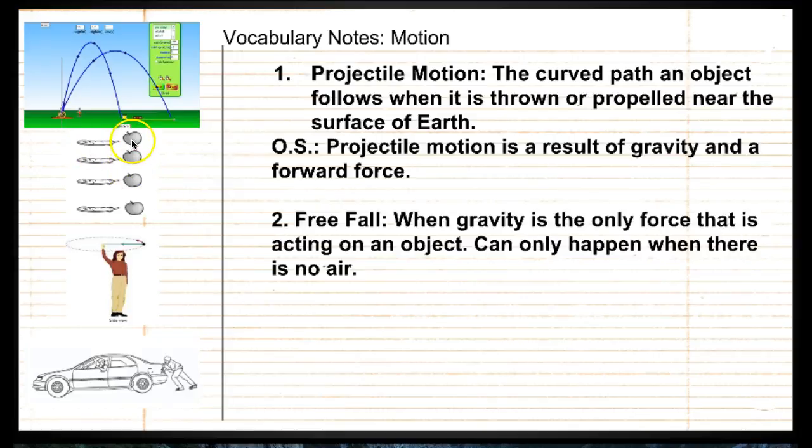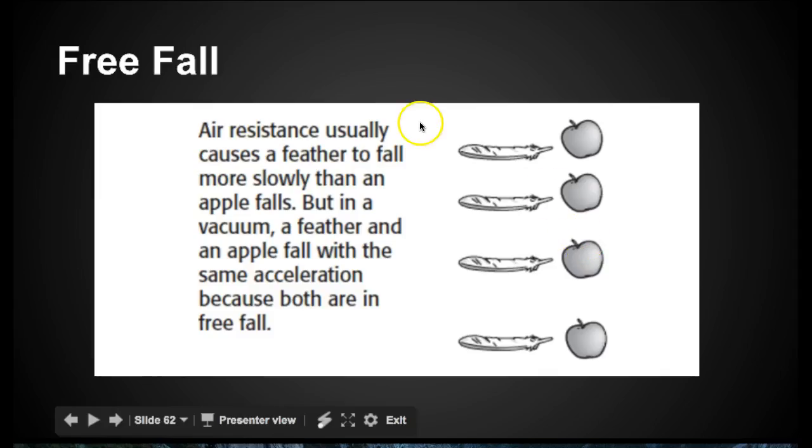This is a feather and an apple, and they're falling at the same rate. Here's a bigger picture, and here's a caption. It says air resistance usually causes the feather to fall more slowly, as I've demonstrated and showed you in videos. But in a vacuum, they would fall at the same rate because there's no air to slow down the feather more. There's no air resistance. So free fall is when something falls at the same rate because there is no air.